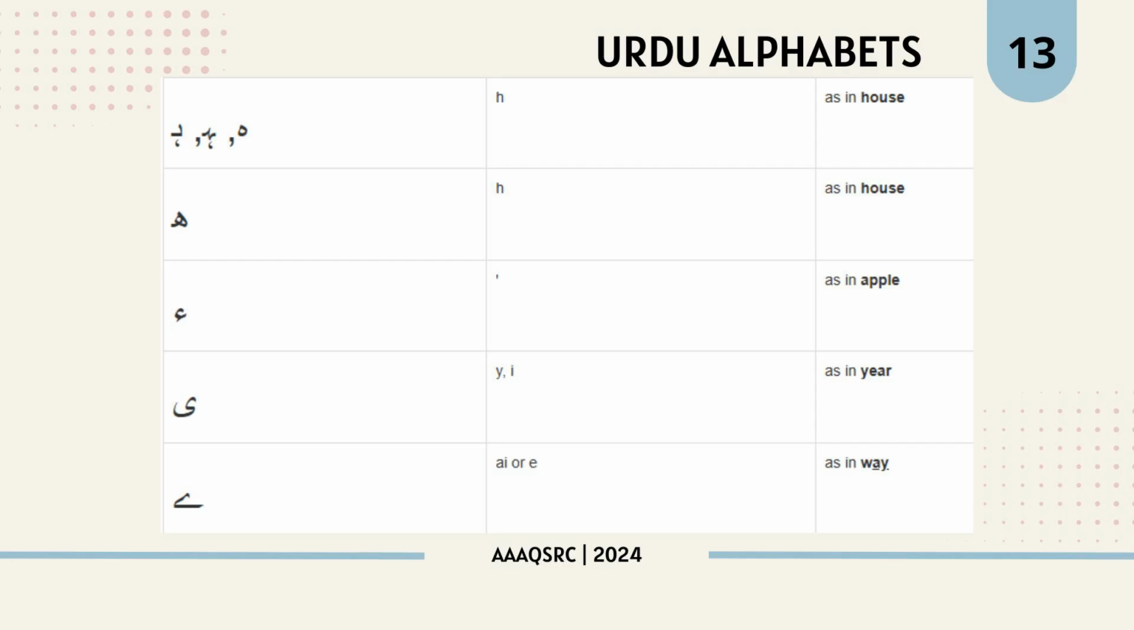Okay, next we have noon. Noon, a curved shape which has one dot, not exactly on top but inside it. It's a noon, sounds like n in English. Nice, nice, noon, nice. Okay, it's again an easy one.